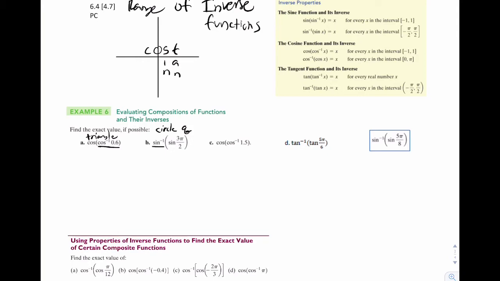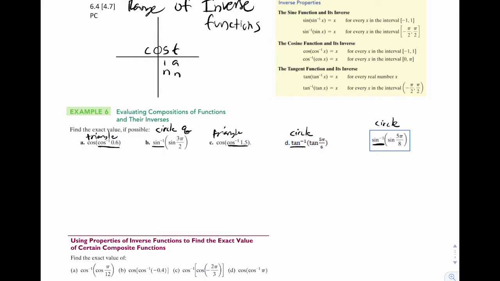So triangle, circle. Inverse is on the inside here, so we're going to call this a triangle question. Inverse is on the outside, so that's a circle. Inverse outside here, so we'll call this circle. Let's first start with the triangle questions, because those are pretty easy.